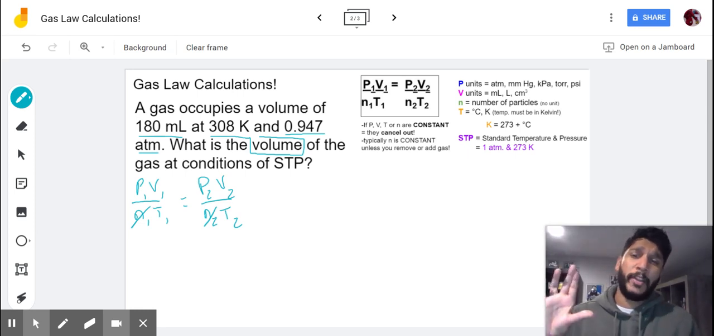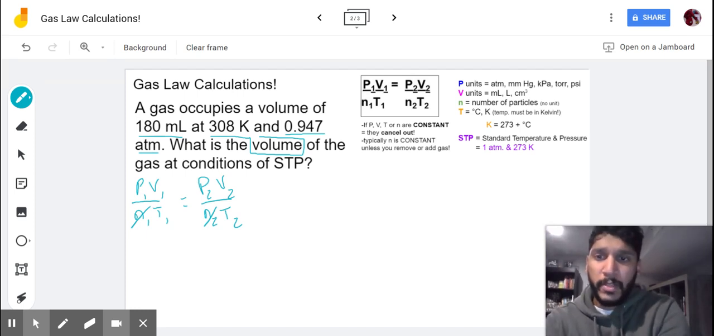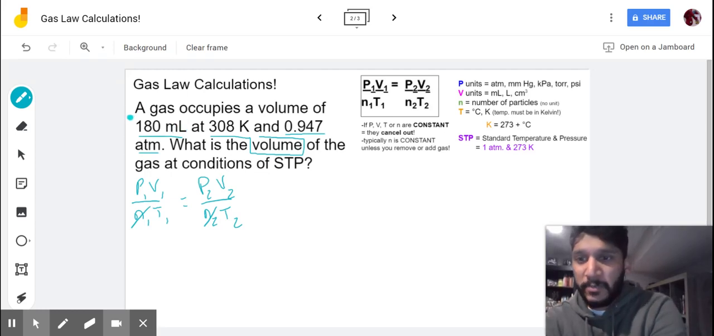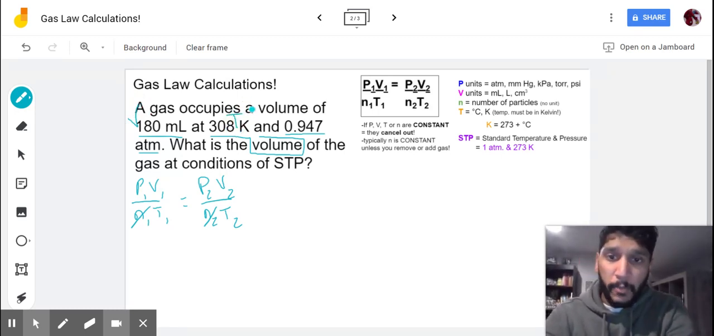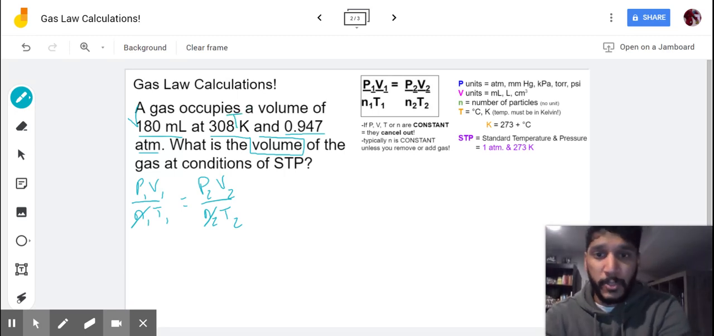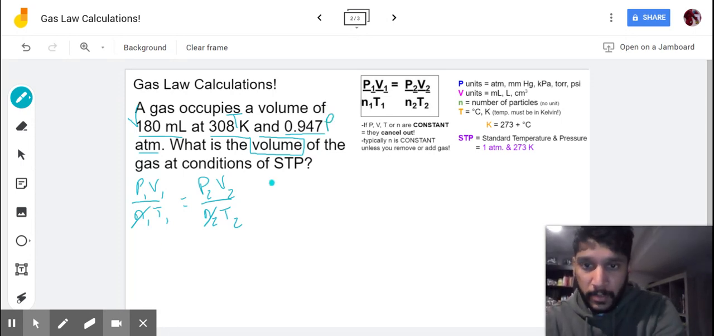And this is the variation you're going to see of the combined gas law most of the time: P1, V1 over T1 equals P2, V2 over T2. So let's plug some numbers in. If we go back to our problem, 180 milliliters. Milliliters is a unit for volume, so let's label that volume. 308 Kelvin, remember, is a unit for temperature, so that's our T. 0.947 atm, atmosphere, is a unit for pressure. So initial pressure is 0.947 atm.